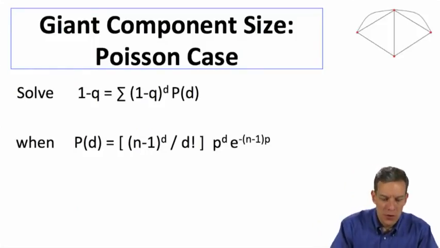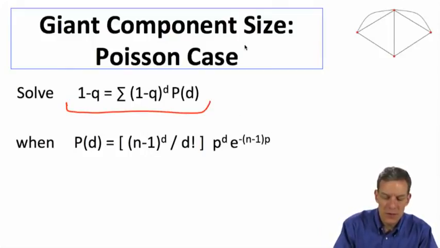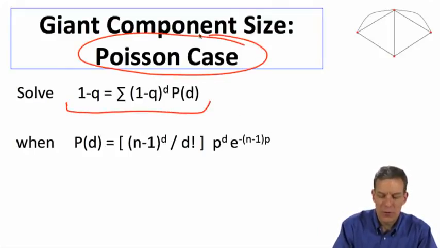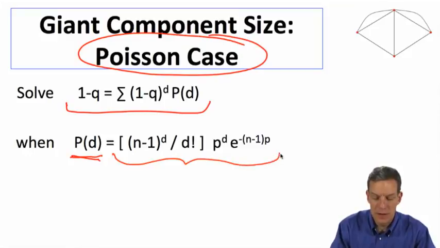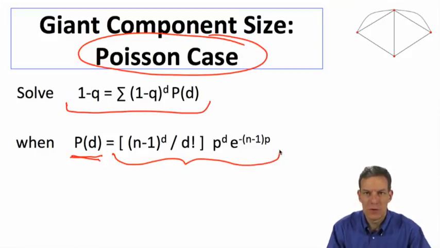And so you could solve this for different degree distributions. Let's do it for the case of a GNP, or approximately a Poisson random graph. So we'll plug in a Poisson distribution for P of D. So we have the Poisson distribution here.